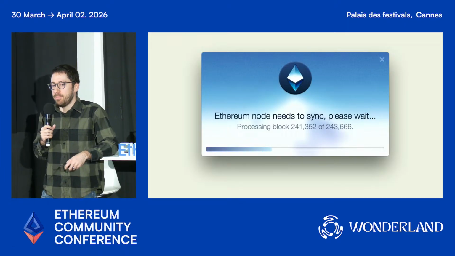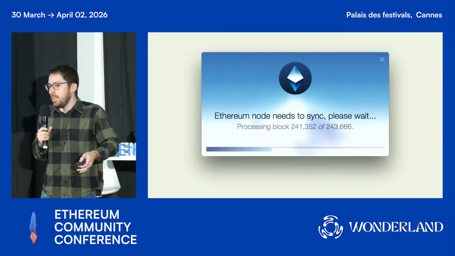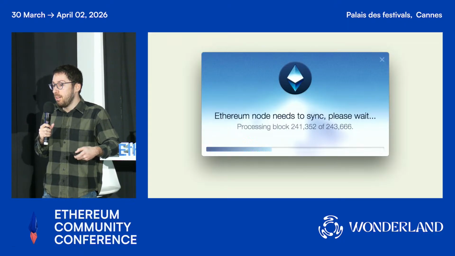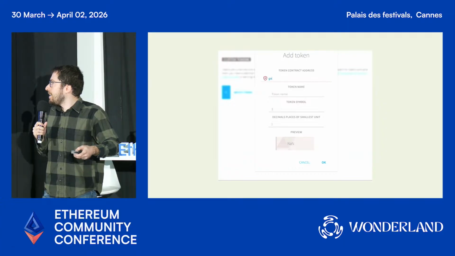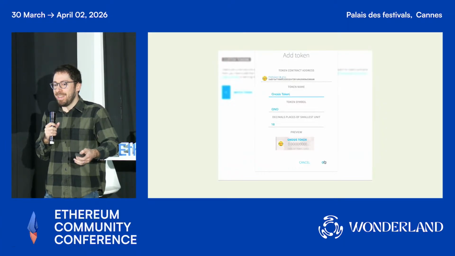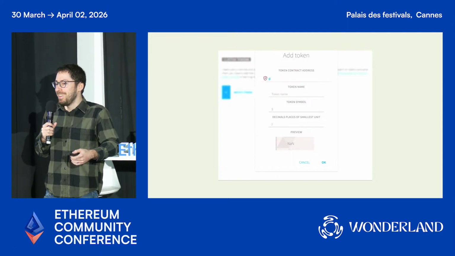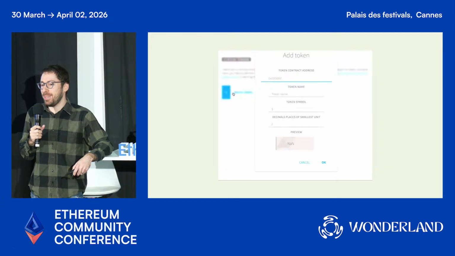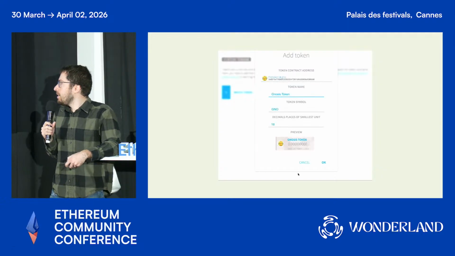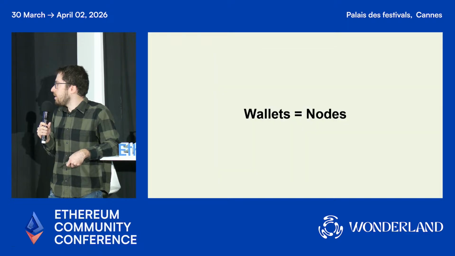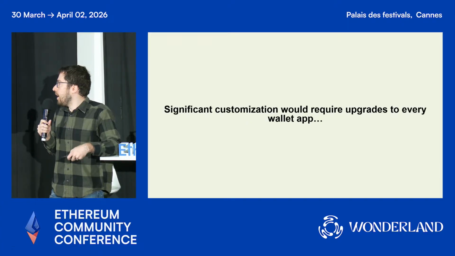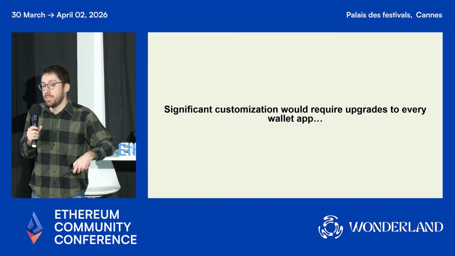And this was true for Ethereum too. One of the very first Ethereum wallets was a wallet known as Mist. And every time you launched it, you'd have to sync all the blocks. And you'd get a user experience after syncing that looks kind of like this. You could directly input all your smart contract data to make transactions. It was not the best user experience in the world. We have improved a lot since then. But the key thing to understand here is that in the early days, wallets were nodes. They were one and the same. And that meant that customization would require upgrades to every wallet app.